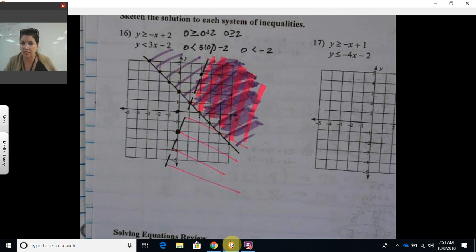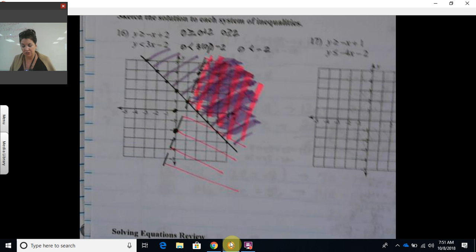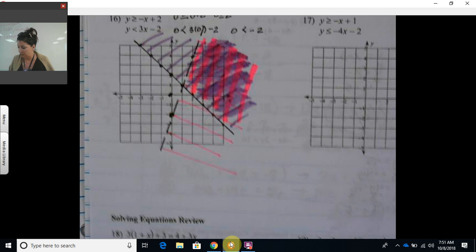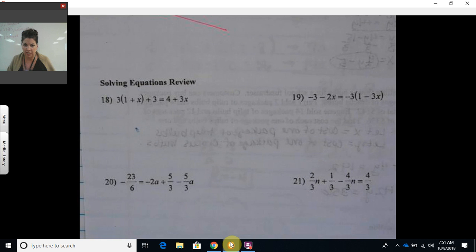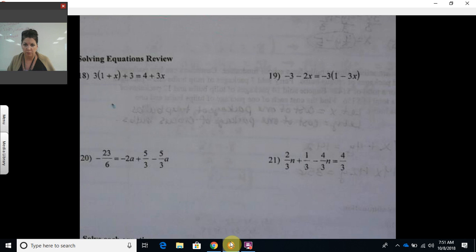I'm running out of time. On the bottom, that's just review of equations. I put 2 or 3 on the test. Pick one for me to go over. Do you want me to do the fraction ones? Yeah? Okay, fraction 1. I'll do number 20.